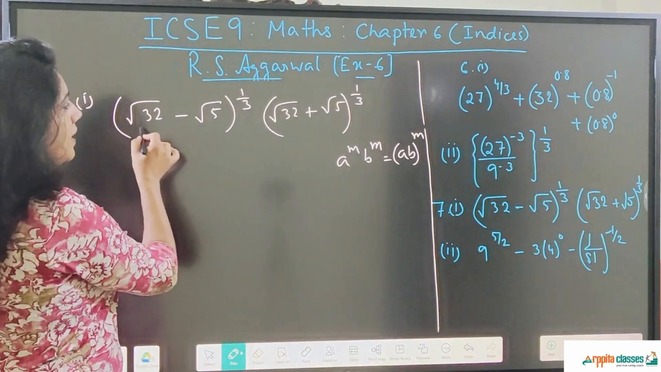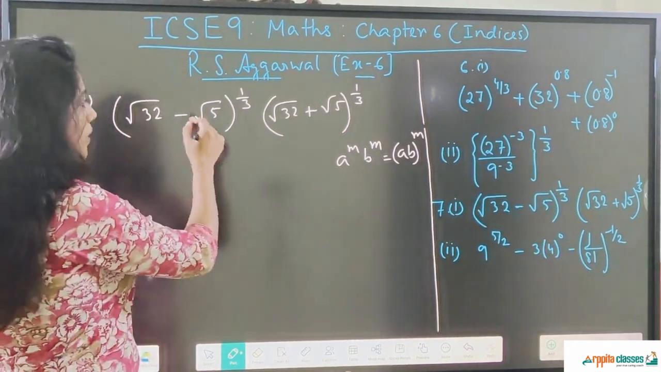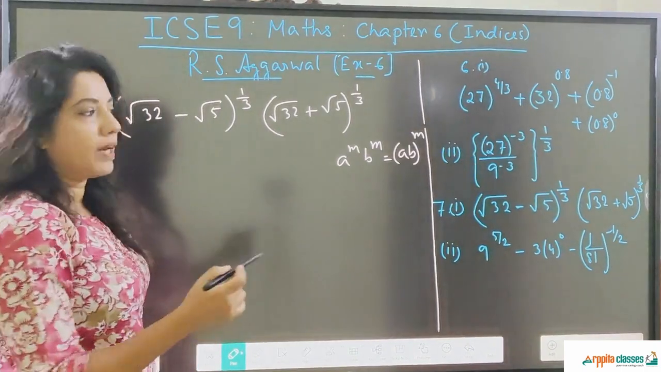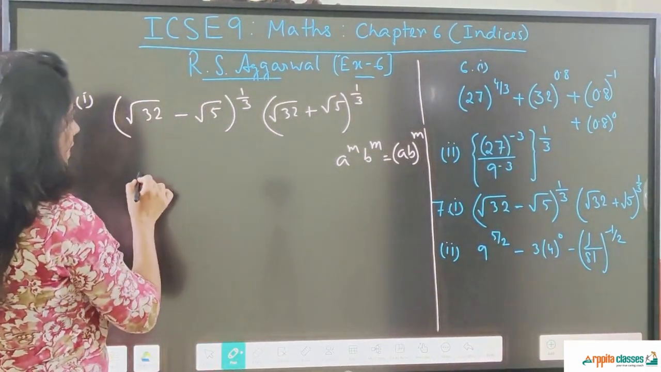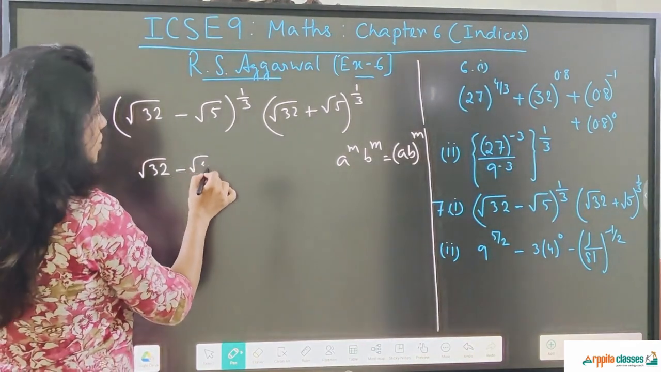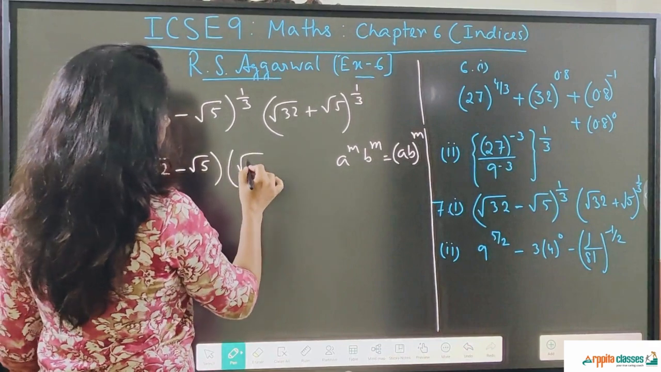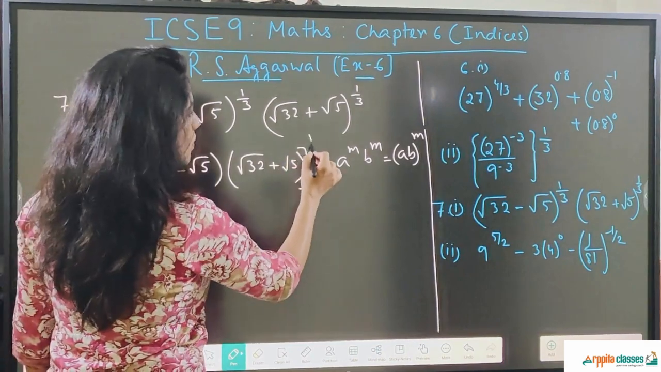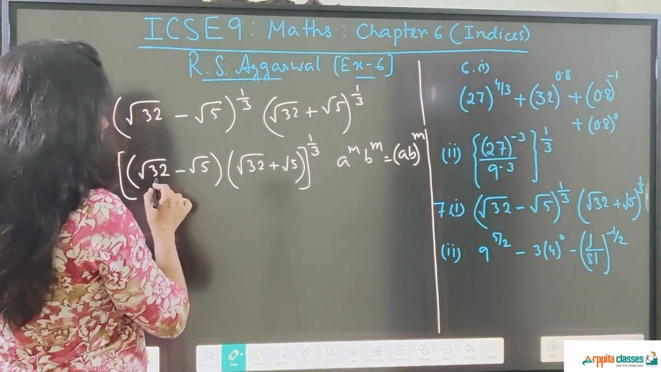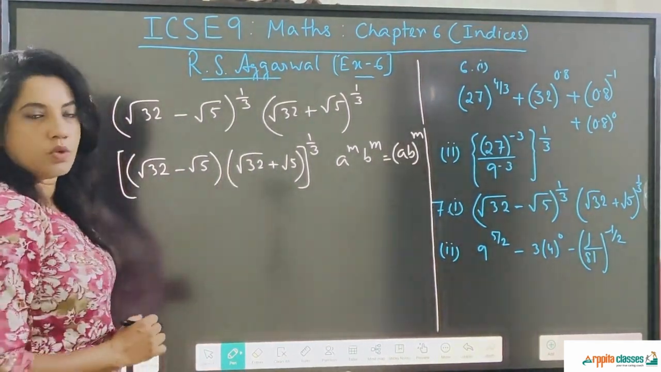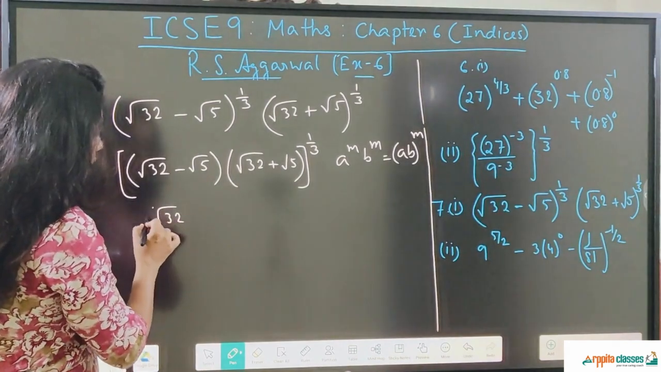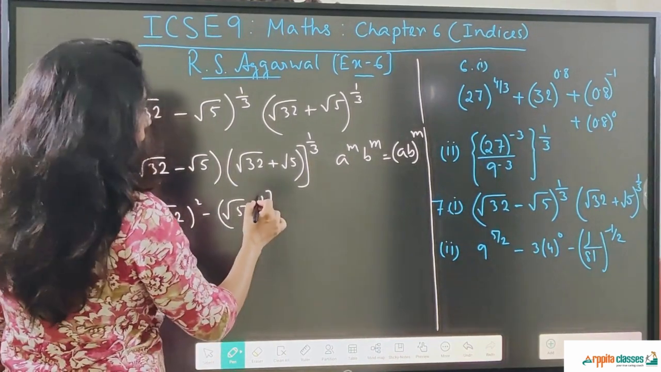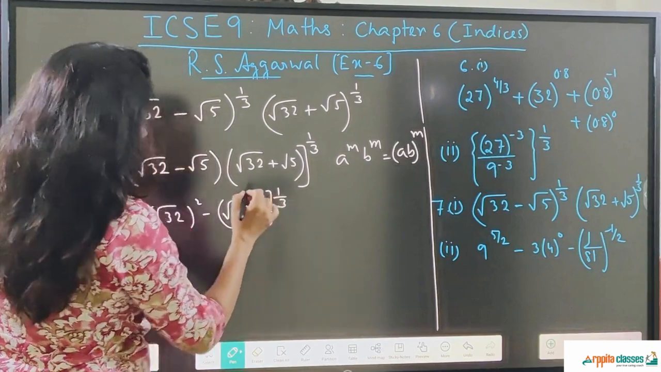You can see this is (root 32 minus root 5) to the power m into (root 32 plus root 5) to the power m. So we can write (ab) to the power m. Now I will write a, that is root 32 minus root 5, into b, that is root 32 plus root 5, and this whole to the power m, that is 1 by 3. Now here you can see this is (a minus b) into (a plus b). So we have a formula for that, that is a square minus b square, and this whole to the power 1 by 3 is there.